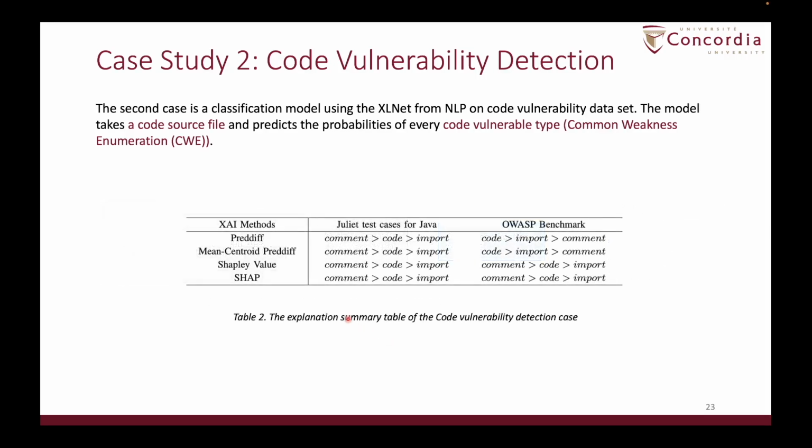This table shows all explanation summaries. And since we only have 2 datasets here, we didn't use the violin plot. We can observe that Shapley value and SHAP methods are more stable than predict and mean centroid predict methods. And in the second dataset, the explanations of predict and mean centroid predict are inconsistent with SHAP and Shapley value methods.